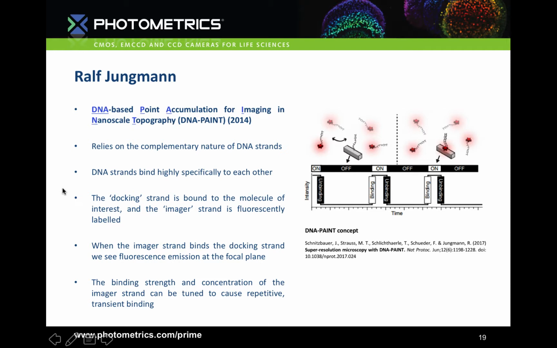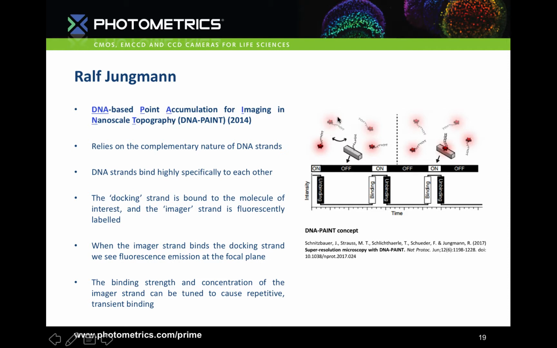DNA exists as a double helix of 2 complementary DNA strands running in opposite directions to one another. The 2 DNA strands bind highly specifically to each other, so if 2 complementary strands are together in solution, they will spontaneously bind. In DNA-PAINT, one DNA strand of a complementary pair is bound to the molecule of interest, the docking strand, and the other DNA strand is fluorescently labelled, the imager strand.